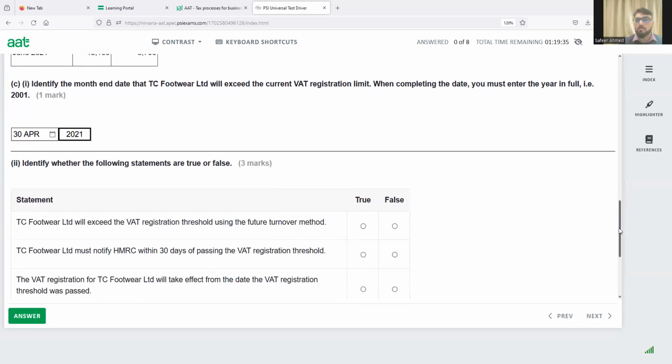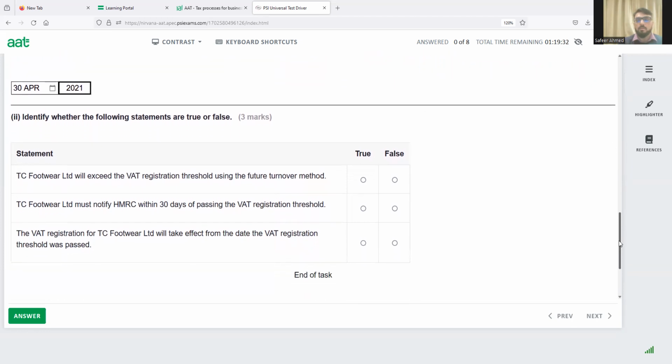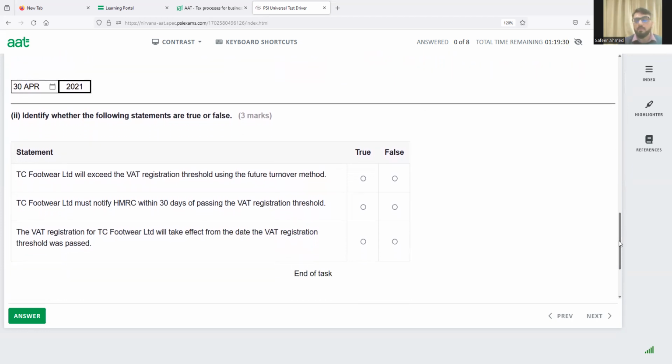Identify whether the following statements are true or false. Now, you've got to be careful with these ones because quite often the student misses a single word and that changes your answer. You need to read it and interpret it in the correct way. So, TC Footwear Limited will exceed the VAT registration threshold using the future turnover method. Now we know that it's not the future turnover method, it is the historical turnover method. So therefore, this will be false.